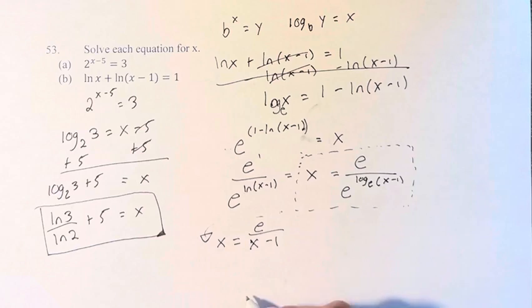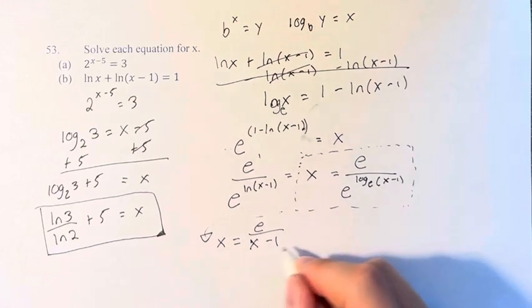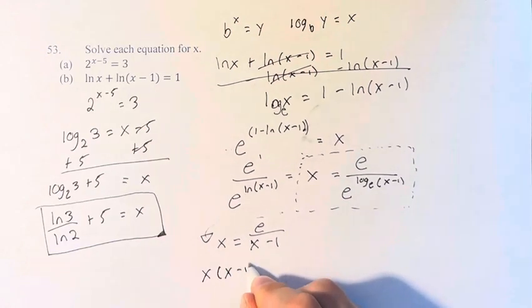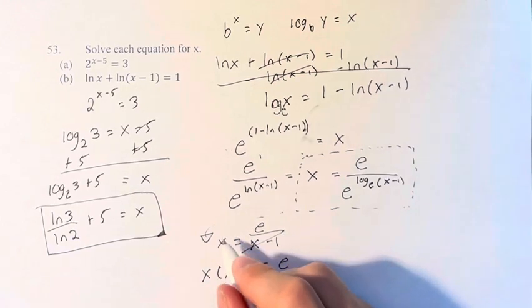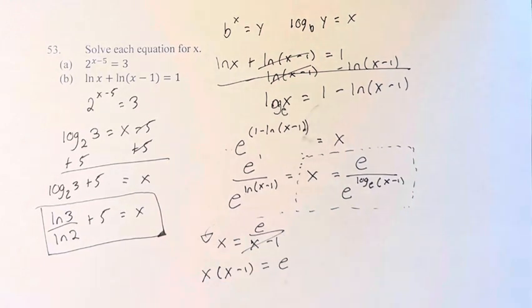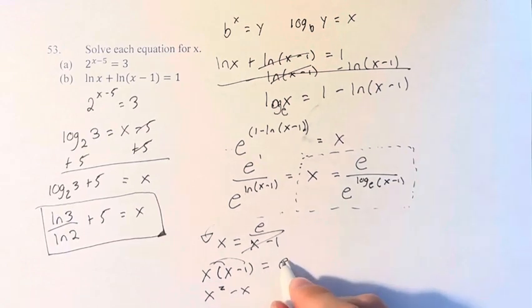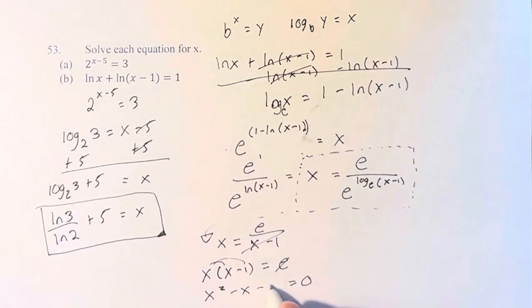Multiplying both sides by x minus 1, we get x times x minus 1 equals e, because here it just cancels, and on this side we multiply by x minus 1. Doing this, we have x times x is x squared, minus x. Going to subtract e from both sides, so this equals 0, subtracting e over here, minus e, and now we have a quadratic. So we can use the quadratic formula to get an actual solution.